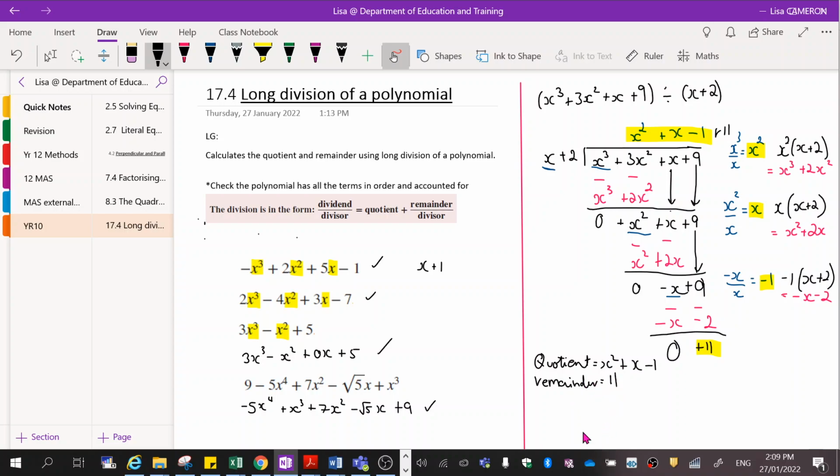equals 11. If they asked you to put it into this form here, then my statement would look slightly different because it would be x cubed plus 3x squared plus x plus 9 divided by x plus 2 is equal to x squared plus x minus 1 plus 11 over x plus 2. And then that would be the end of it if it was asking me to state it into that form.